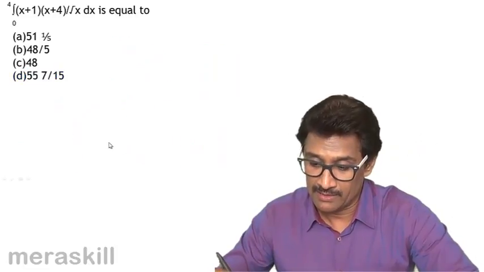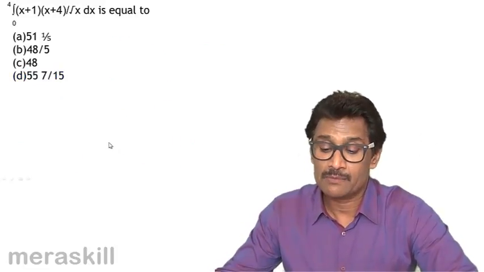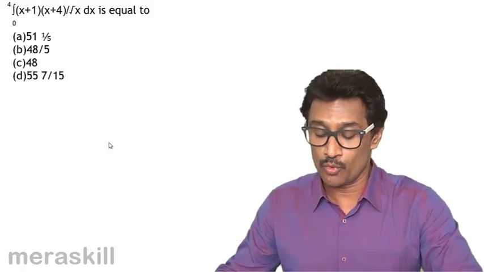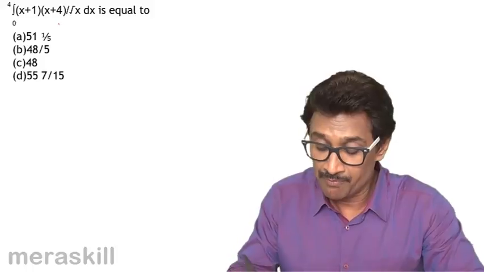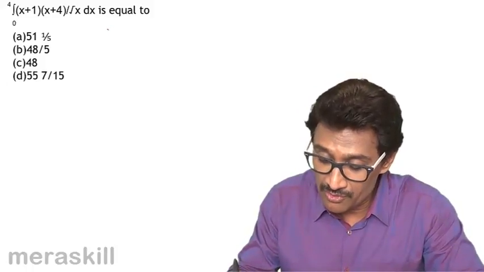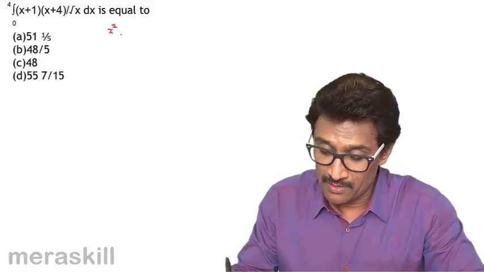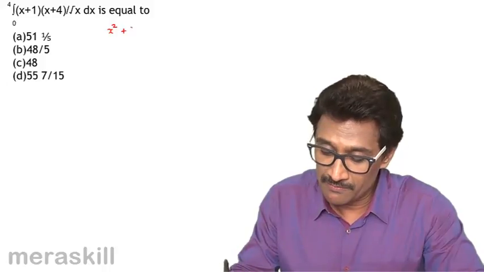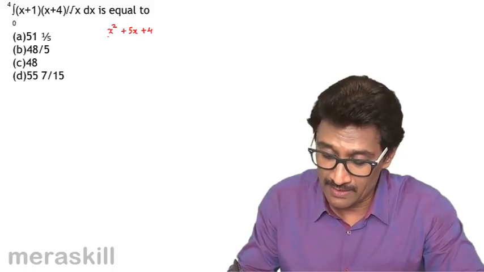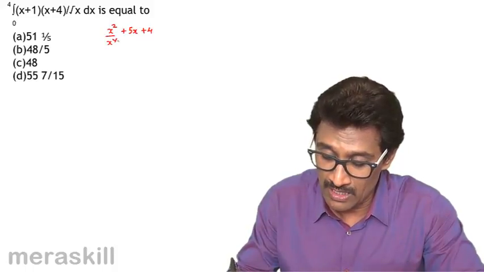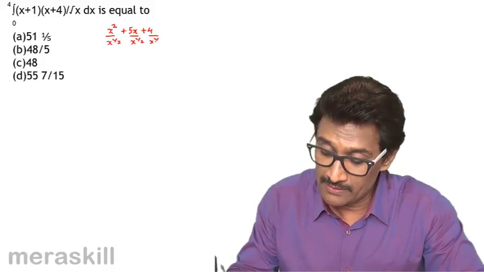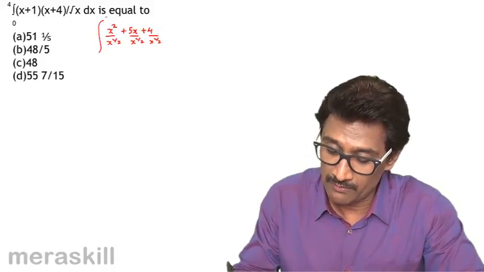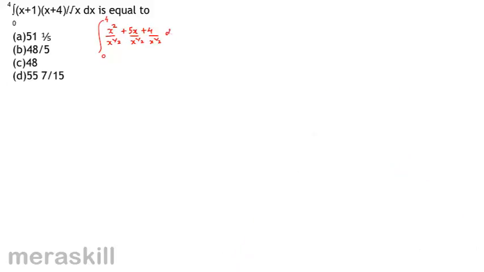Okay, alright. Next, what do we have? (x plus 1) into (x plus 4) divided by root x. Now here this may require some kind of expansion. So this will eventually be (x square plus 5x plus 4) divided by root x, that is x raised to half. This whole thing from 0 to 4, dx.